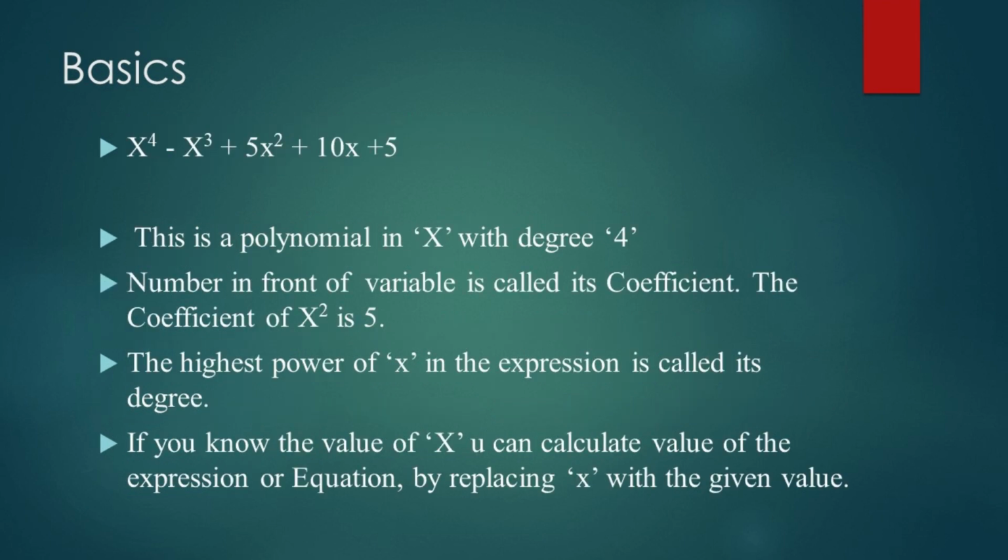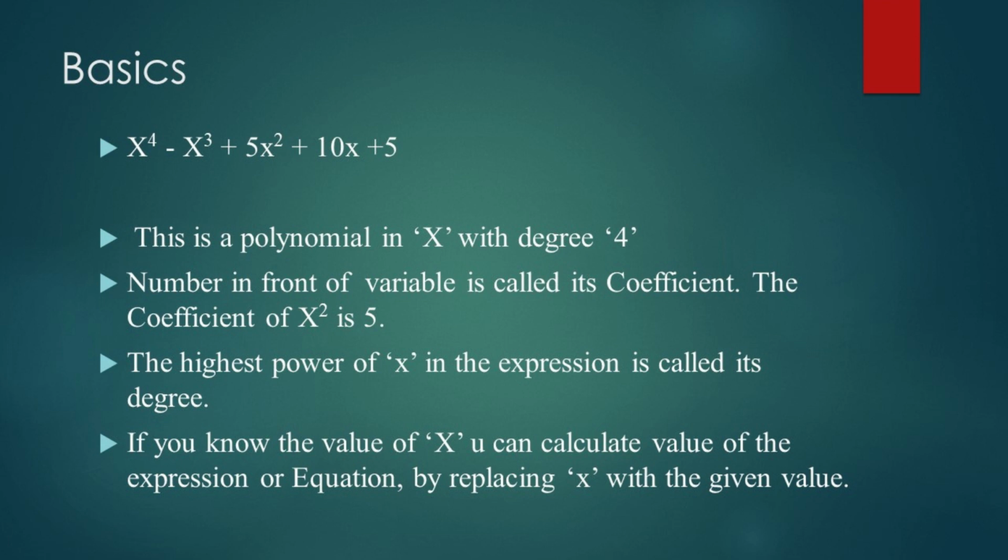Look at the polynomial on the screen. It is x raised to 4 minus x cube plus 5x square plus 10x plus 5. So this is a polynomial in x. The highest power of x is said to be the degree of the polynomial. Whatever number appears on the variable x is called the power. In 10x, you see nothing on x, so it is assumed that 1 is always there. So the degree of x is 1 in the 10x term. In 5x square, the degree of x is 2. And the highest power of x in this expression is 4, that is x to the 4. So 4 is the degree of this polynomial.